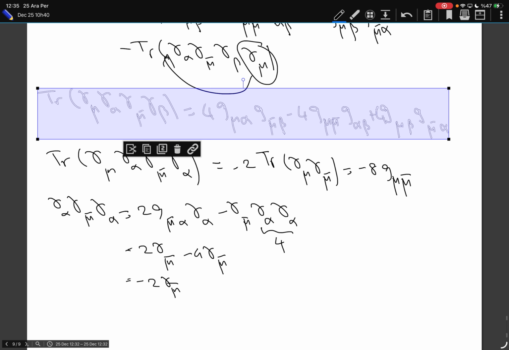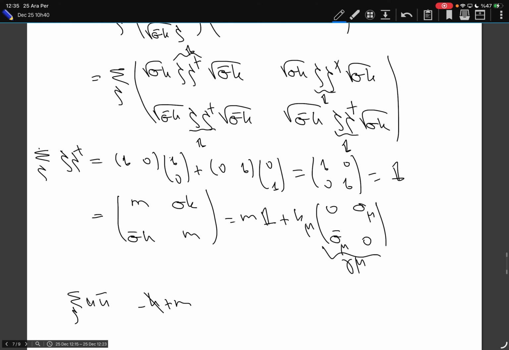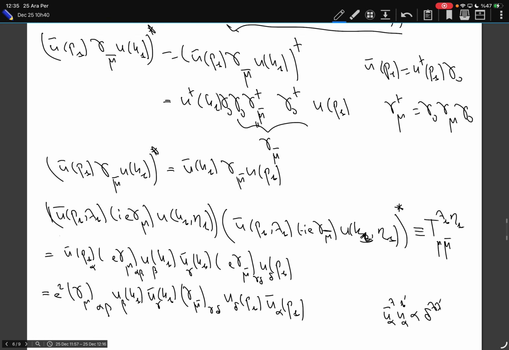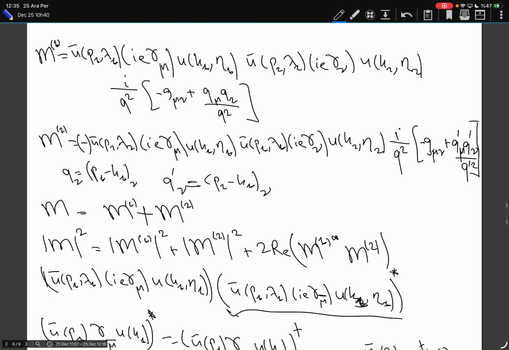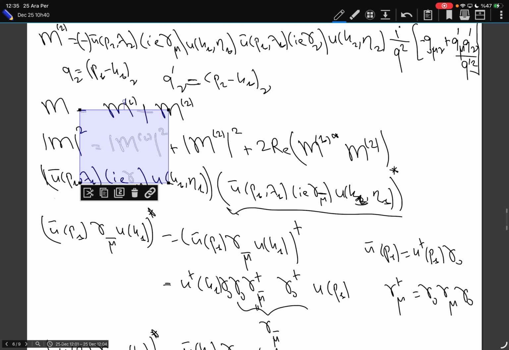Okay, let me end here. You see, we didn't yet finish the computation. We just calculated one part of our invariant matrix element. One part of one part, let's say. You see, we didn't even calculate m0 squared yet. So we will continue in our next hour.